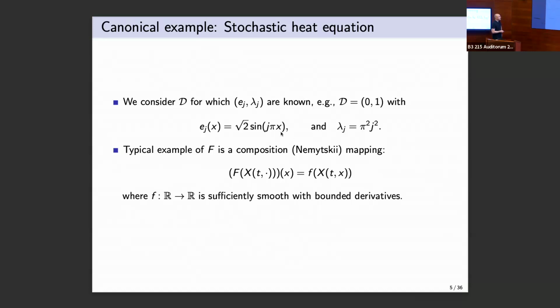The reaction term that we're going to look at is this kind of composition mapping. So this is something acting on a function, a Hilbert space valued thing, but the little f is just a scalar valued function. So this is often referred to as a Nemytskii operator. And we need some regularity, but I will come back to it.